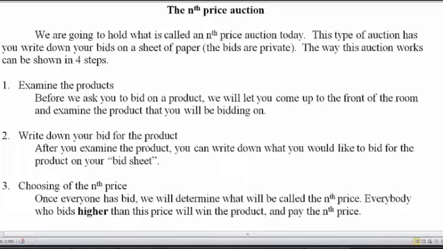So 4 steps in this auction. First step, examine the products, right? Before we ask you to bid on a product, you'll come up to the front of the room, or we might perhaps pass the product around just to make sure everybody has a very clear idea of exactly what they're bidding on in the auction.